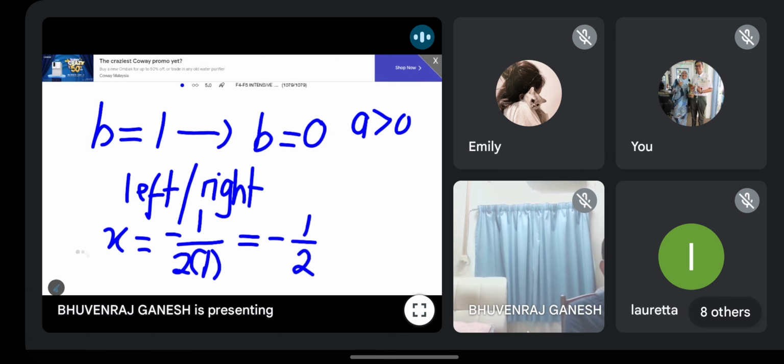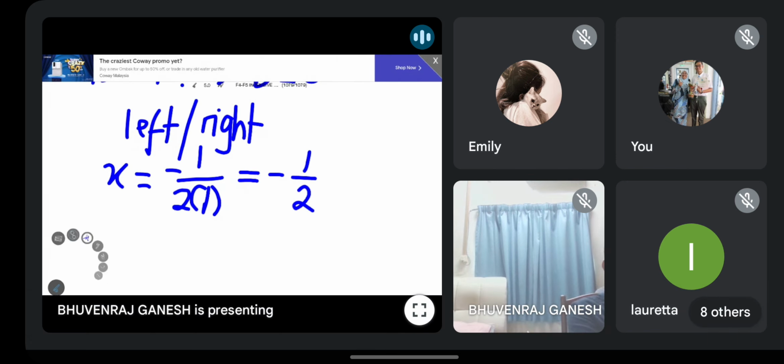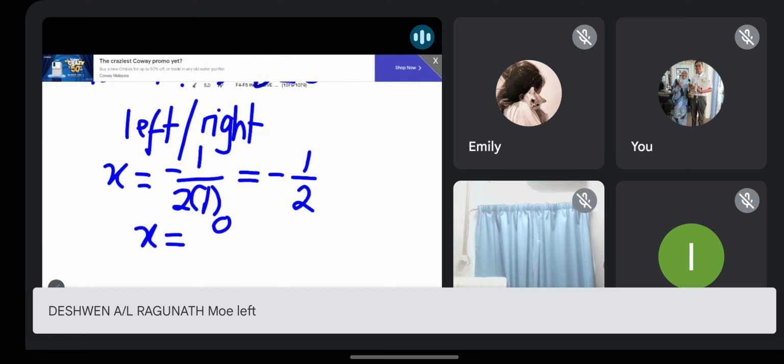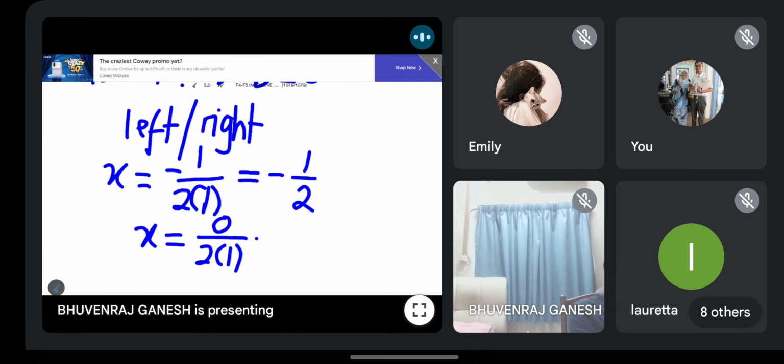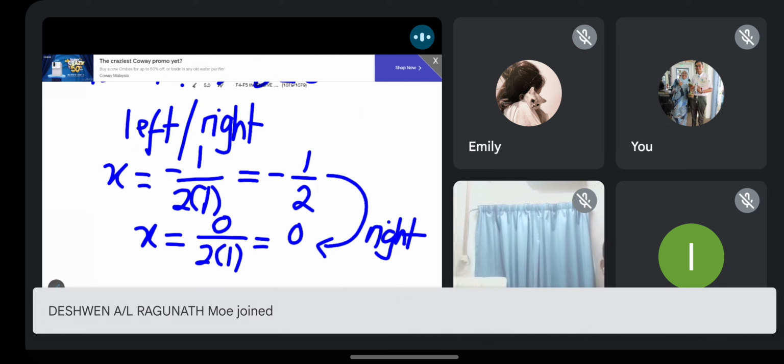Then I change to b equals 0. B sama dengan kosong. So you will get x equal to 0. So negative half changes to 0. So guys, does the graph move left or right? It should move right. Jawapan dia ke kanan, to the right, because negative half changes to 0.